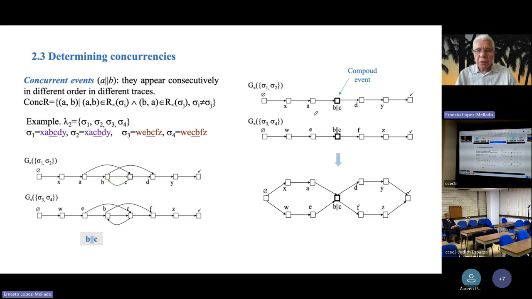Okay, so we have the event precedence relation transformed using the concurrent events, the compound events.